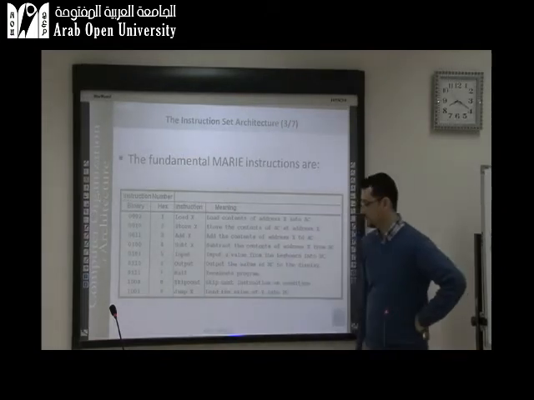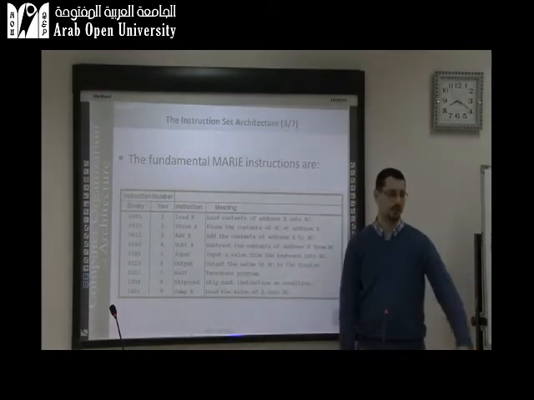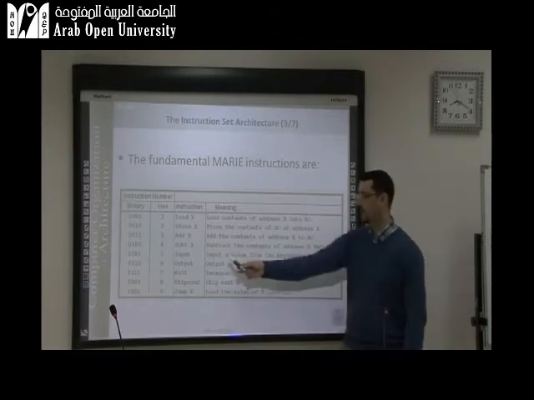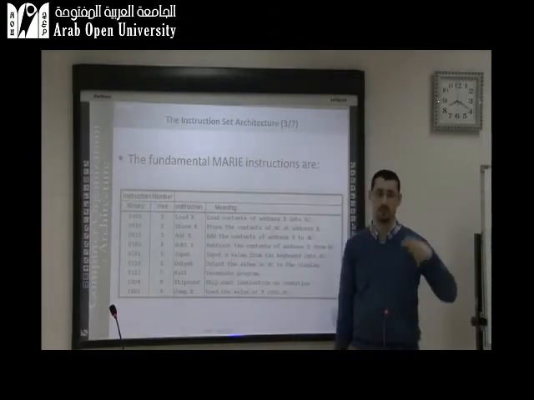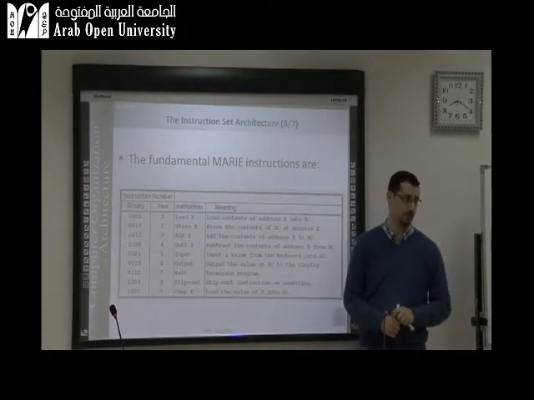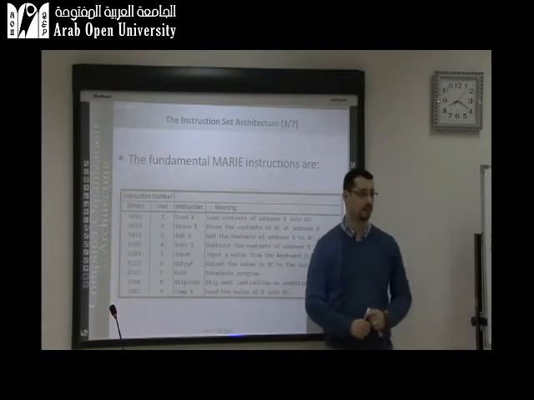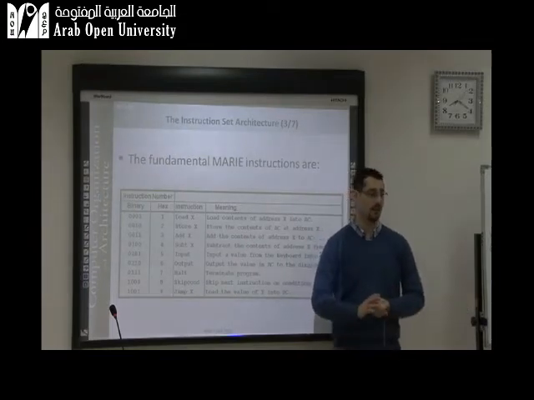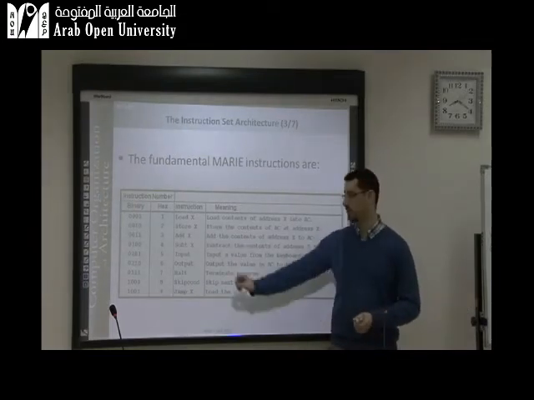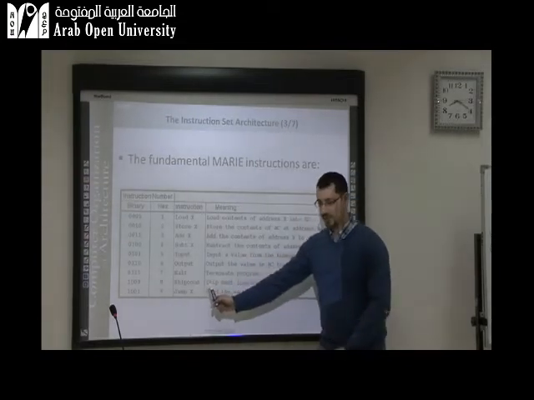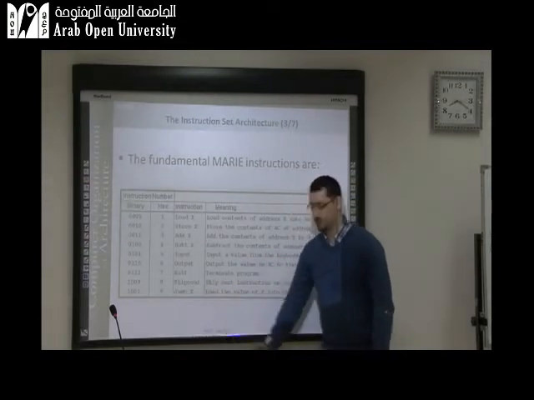The output instruction is to output something on the screen. We will use the output, so what we have inside the accumulator will be shown on the screen. The hold instruction terminates the program. So it's the final instruction in any program, you will find hold. Skip count, I will explain it in detail later on. I will move to jump X.